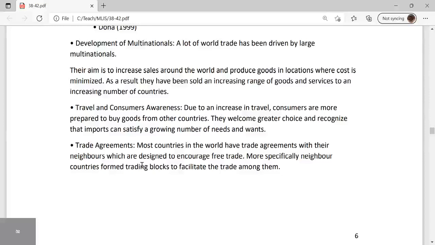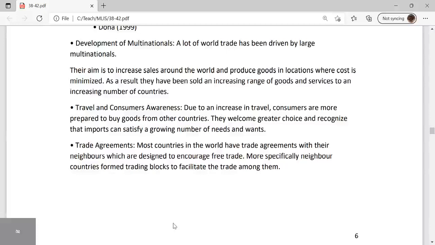So when they return home, they also demand this kind of goods and services. And people are continuously traveling, so many people are moving to other countries as well. All of these are leading to a rise in consumer awareness. They welcome greater choice and recognize that imports can satisfy a growing number of needs and wants.